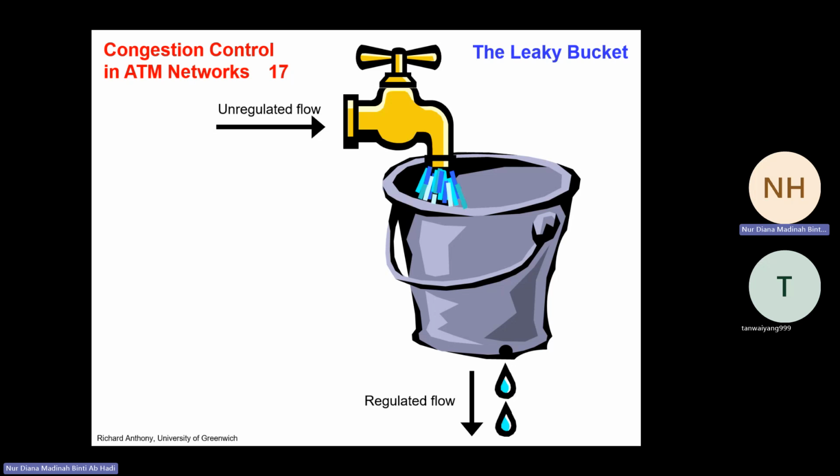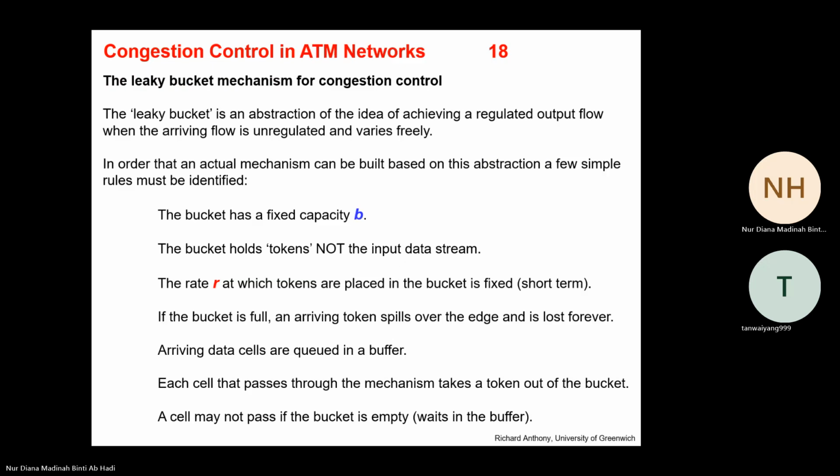Next, this is the unregulated flow. As you can see, when it goes through the bin that has a leak, it becomes a regulated flow. So the leaky bucket mechanism for congestion control is an abstraction of the idea of achieving a regulated output flow when the arriving flow is unregulated and varies freely.